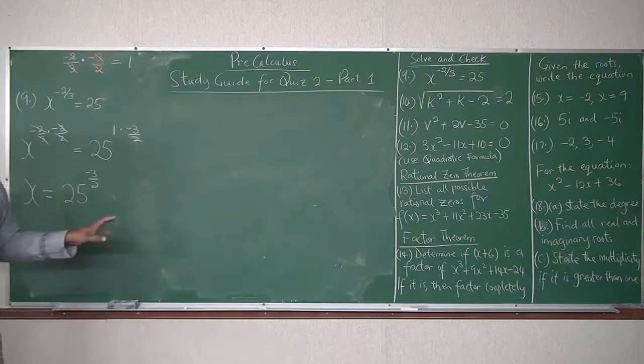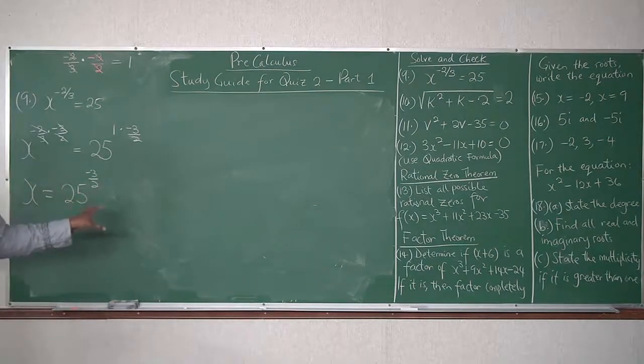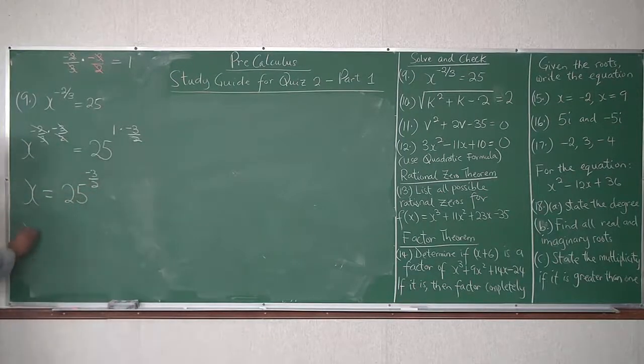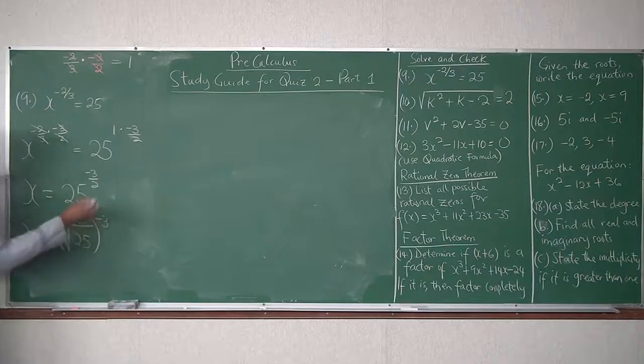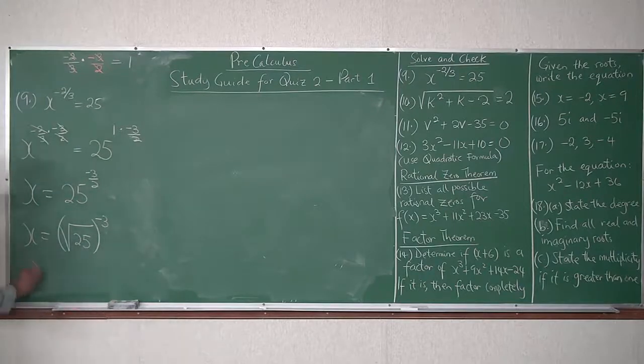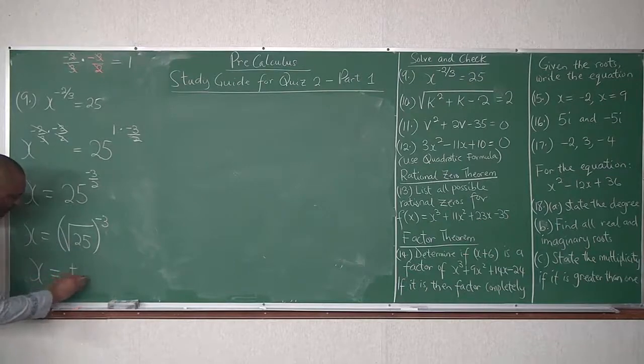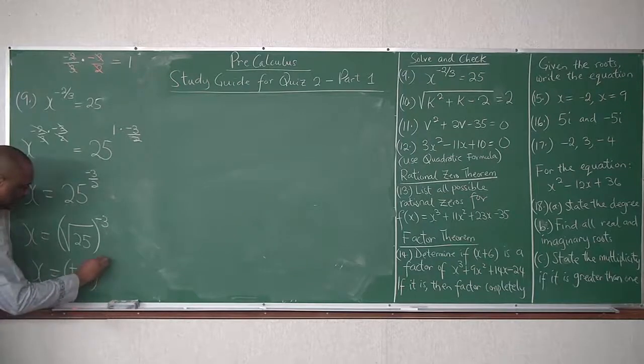And then you view my videos on exponents, laws of exponents. These are fractional exponents. So this will give you now that x is what? Square root of what? 25 raised to power what? Negative 3. Square root of 25 raised to power negative 3. So this gives you what? X will be square root of 25 now. This is plus minus. Okay? 5 raised to power negative 3.